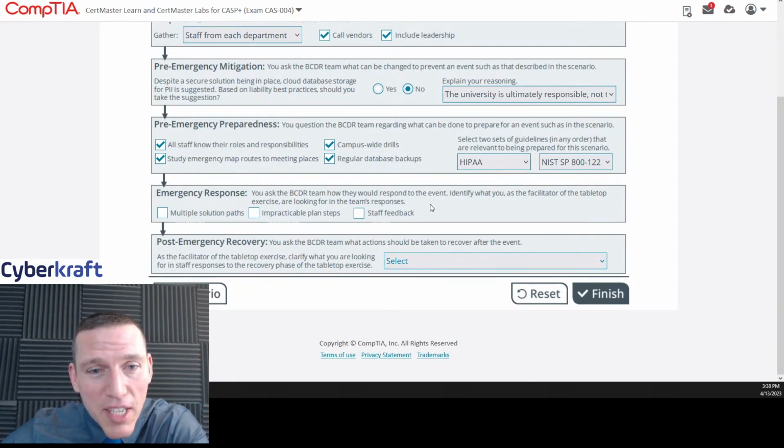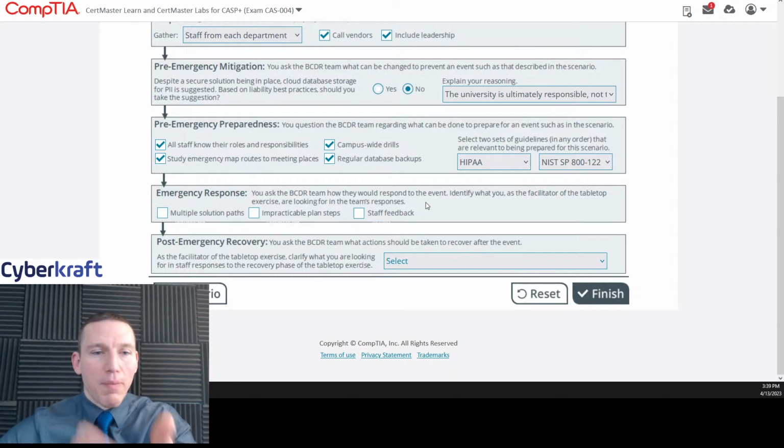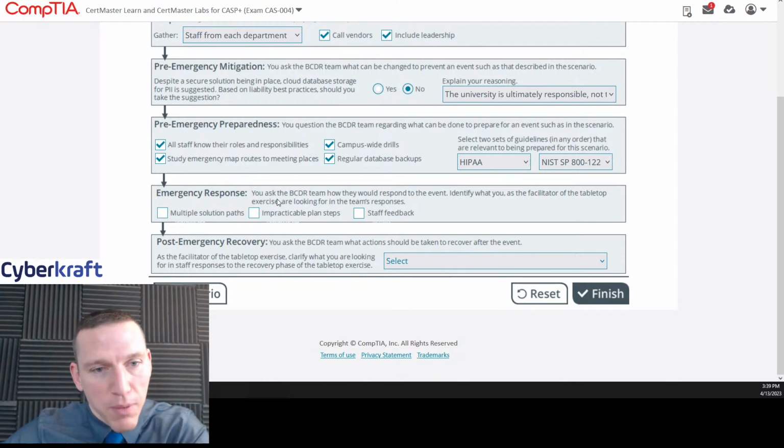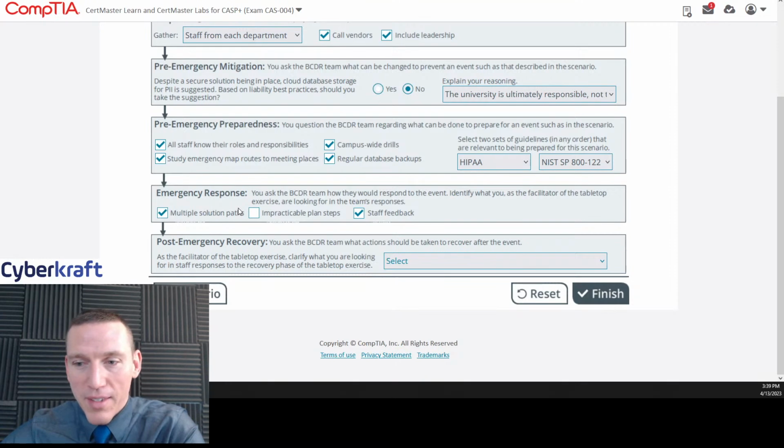All right. You ask the BCDR team how they would respond to the event. Identify what you, as the facilitator of the tabletop exercise, are looking for in the team's responses. All right, so what feedback do we want from the team? That's a little clearer. This one makes a little more sense. Multiple solution paths. Impracticable plan steps. Got it. Okay, so steps that don't work is an awkward way of saying that. And staff feedback. But we definitely want feedback. We definitely want multiple ways to, we want their feedback on ways to solve this.